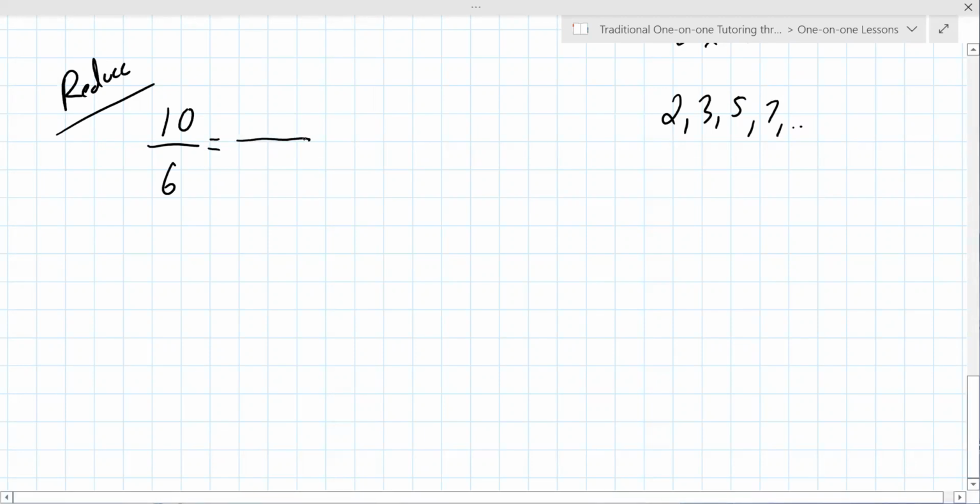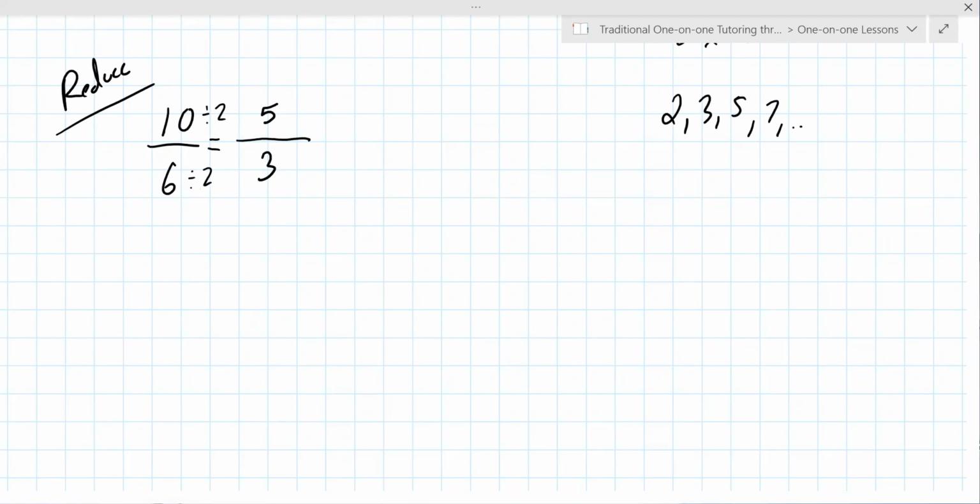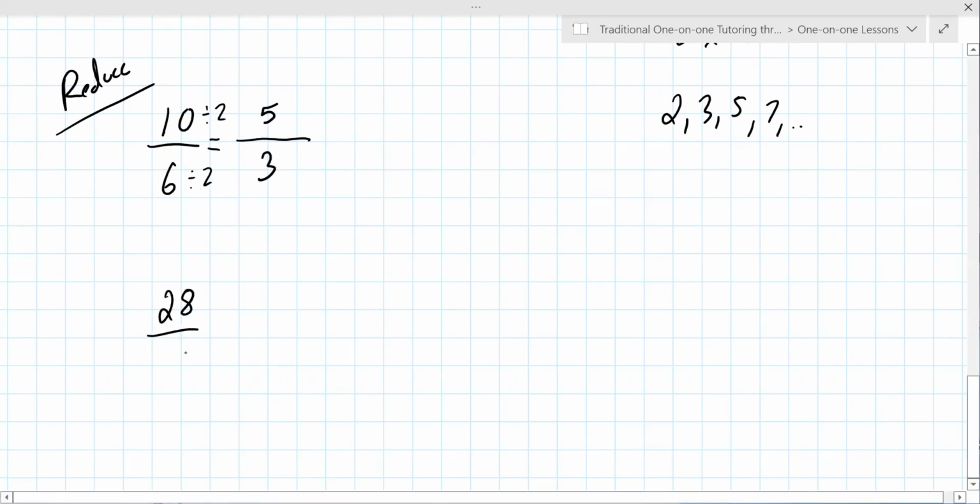Does 2 go in? 3/5? It's 5 over 3, because 10 divides by 2, and so does 6. Maybe there was just a mix up with the top and the bottom. So let's have you try another one here. How about 28 divided by 8? Same instructions here too.